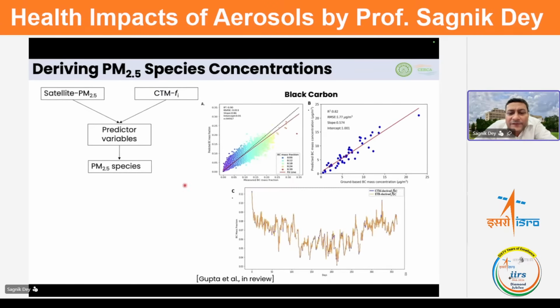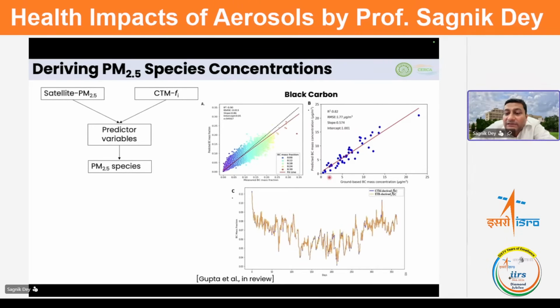If you see that when we were training our machine learning model, the model shows a very good match, but it's not an independent validation. For independent validation, we took black carbon measurements using instruments like aethalometers all across the country, whatever data we could gather from literature.